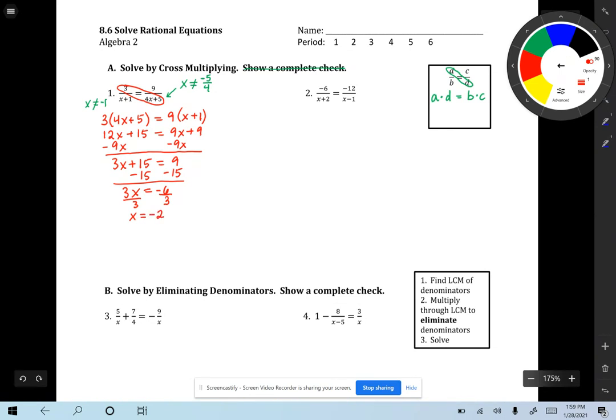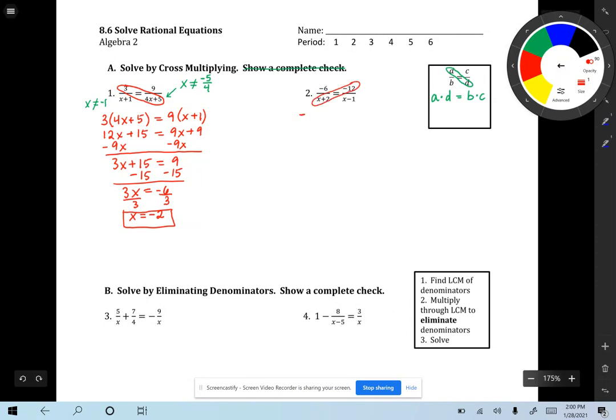Before you box in your answer, check to see if it's not a restriction, what I wrote in green. X equals -2 is fine because it's not -1 and it's not -5/4. That is your answer. You don't have to do a complete check, especially if you're careful. Okay, now for problem number 2. So I will circle, this time I'll circle this cross product.